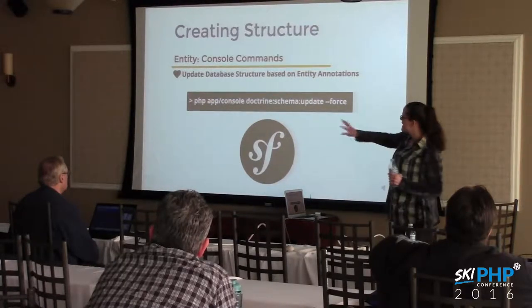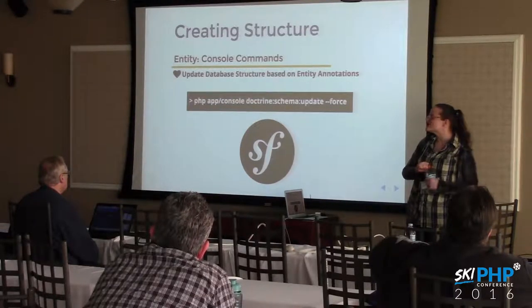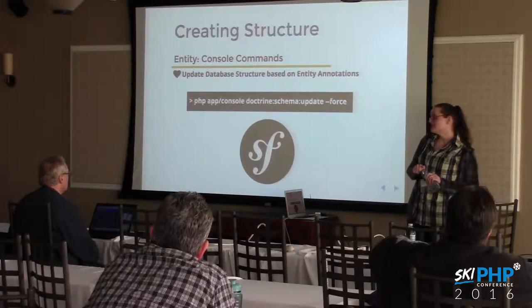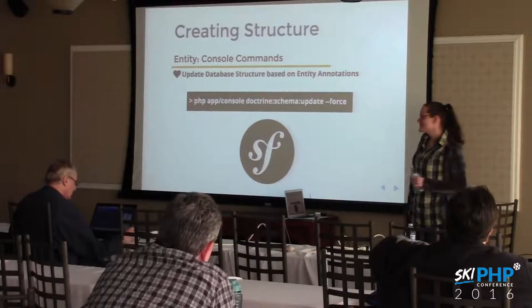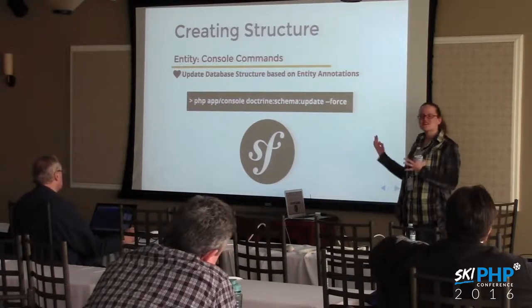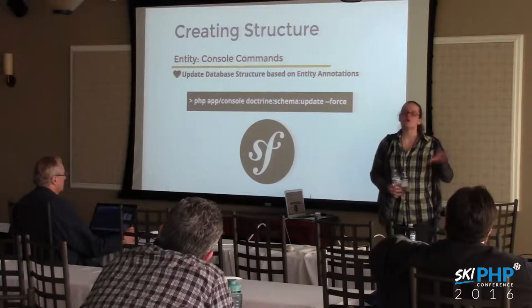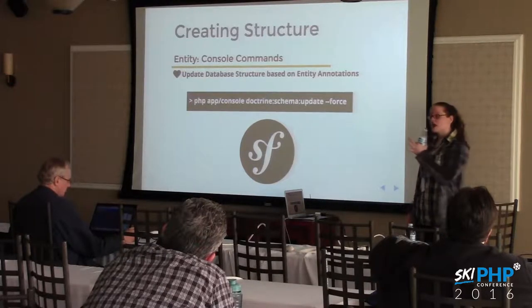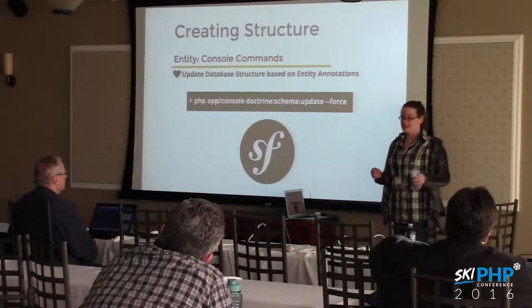Okay. So PHP app console doctrine schema update force. I know force is a scary word, especially when you're on the command line, but I've never really broken anything with this, so it's fine. Probably. Maybe don't do it in production. All right. So basically what this does is Doctrine will go through all of your annotated entities, and it will make your database look like what you have described in those entities, including any changes that you have made. If you have dropped columns, it will remove those columns. If you've added columns, it will add those columns. It's very useful like that.